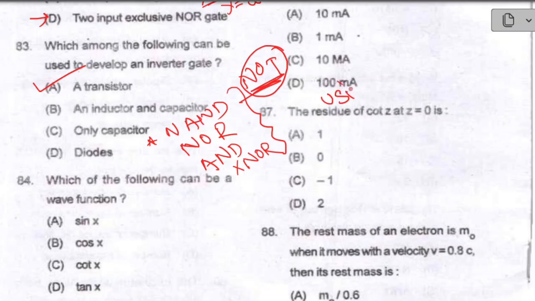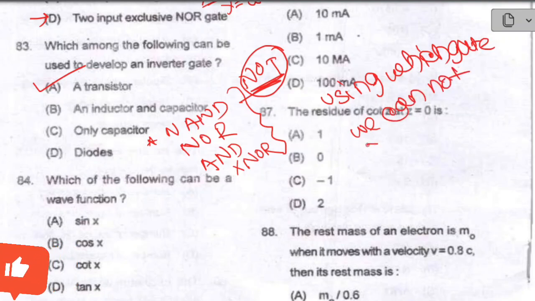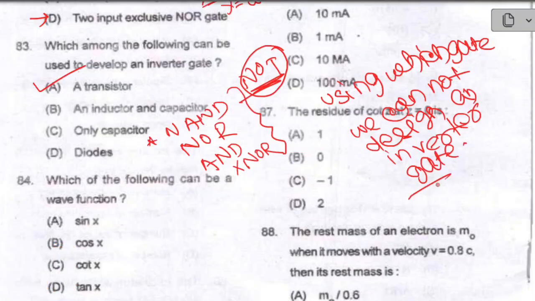So let me write down the question here: using which gate we cannot design an inverter gate? Please write down the answer in the comment section. Let me give you a hint here. NAND and NOR gates are universal gates, so using these two gates we can implement any type of gate. Now you have two options, AND or XNOR. You have to choose with which gate we cannot design an inverter gate.